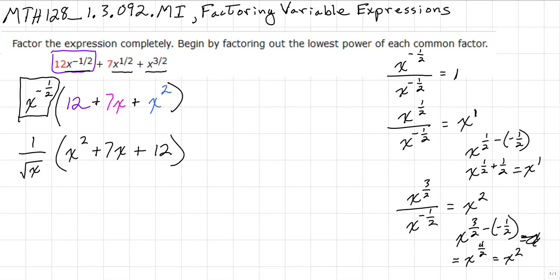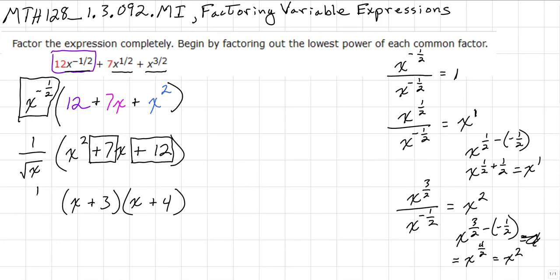Now, let's look at the polynomial, x squared plus 7x plus 12. I know that I'm going to factor that. For x squared, there's no leading coefficient, so I put an x here and here. Now I'm going to look at the factors of 12 that, when I add them together, I will get positive 7. The only possibilities for this are plus 3 and plus 4. And now I have completely factored the expression using positive exponents.